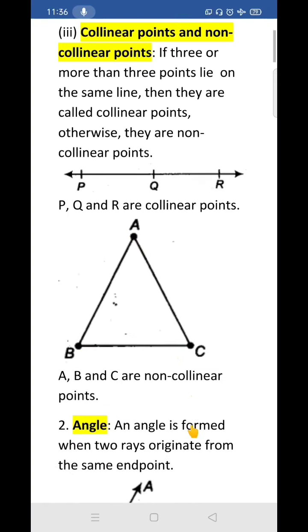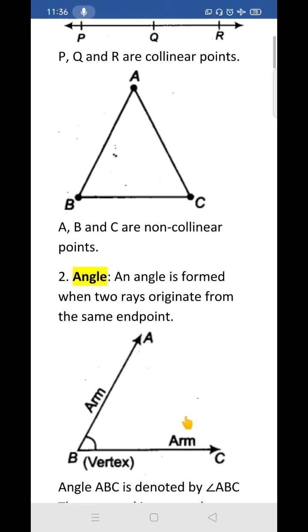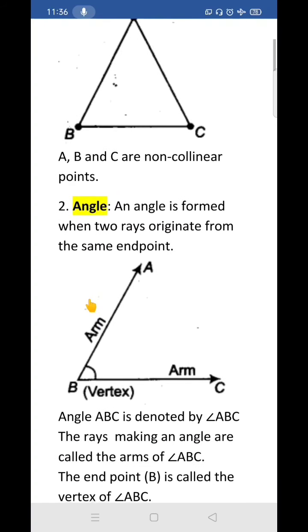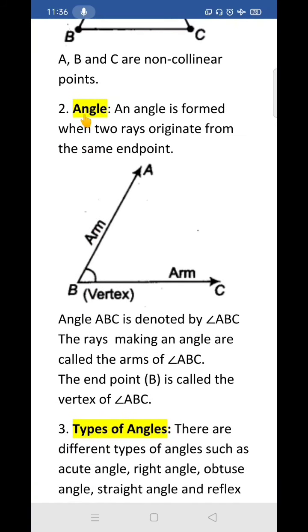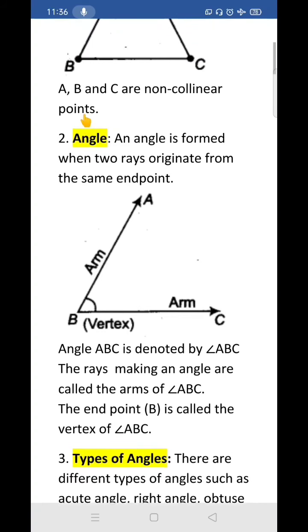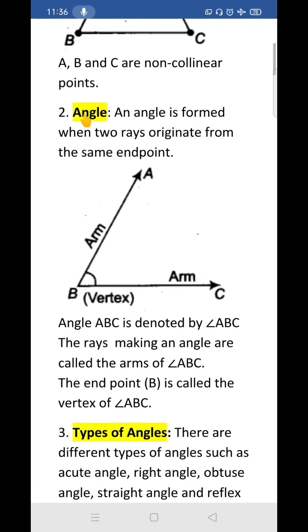Now let us move on to the next one, that is angle. So what is an angle? We'll see. An angle is formed when two rays originate from the same endpoint. As we have studied, what is the meaning of a ray? A ray has a fixed starting point but no end point, isn't it?